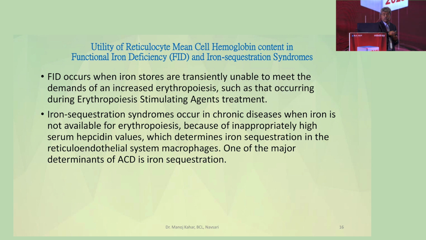And this is, as we know, because of high serum hepcidin level, which determines iron sequestration in the reticuloendothelial system macrophages. So macrophages don't allow the iron to be given to the bone marrow. And one of the major determinants of ACD is iron sequestration.